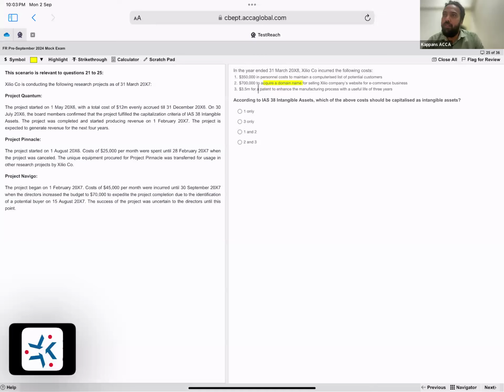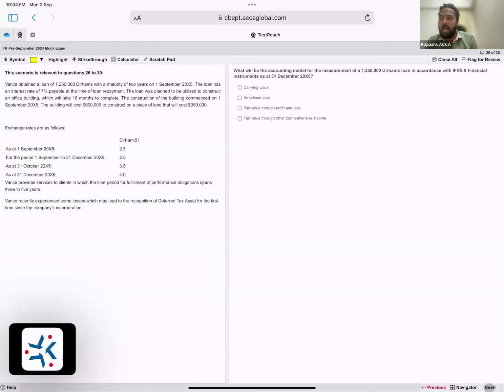$3.5 million for a patent to enhance the manufacturing process. So they paid $3.5 million to acquire a patent. So it's a purchase. Cost is there. So definitely it is an intangible asset. So 2 and 3 is the answer, option D.